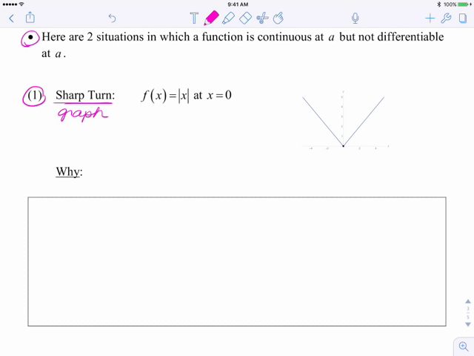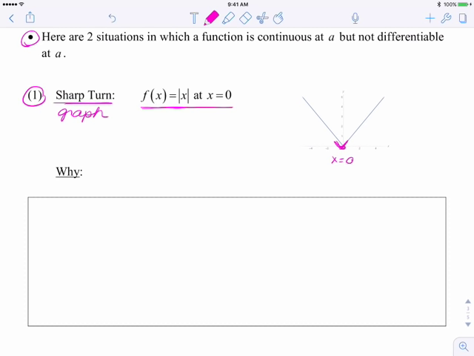A common example, probably the best example to illustrate, is the absolute value function. Now, this is your standard absolute value function, which is the absolute value of x. And when you look at the graph, which is over here, the sharp turn occurs when x is equal to 0. And you can see that sharp turn as you move through the point when x is equal to 0. Now, when you take a look at the picture, it's pretty obvious that the function is continuous when x is equal to 0. There is no break in the graph of the function when x is equal to 0.